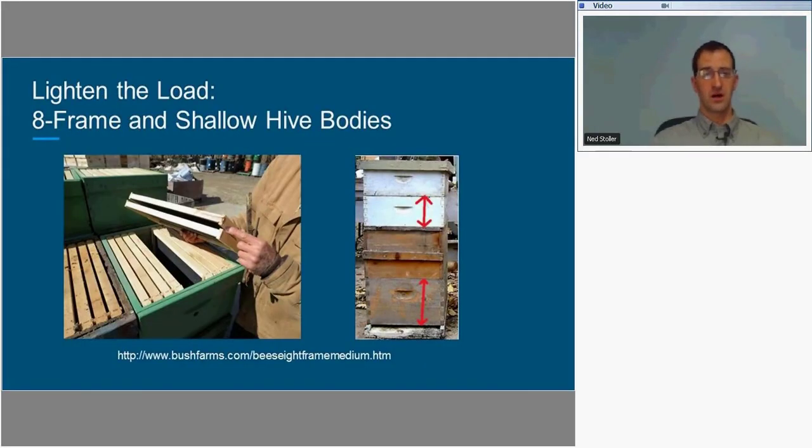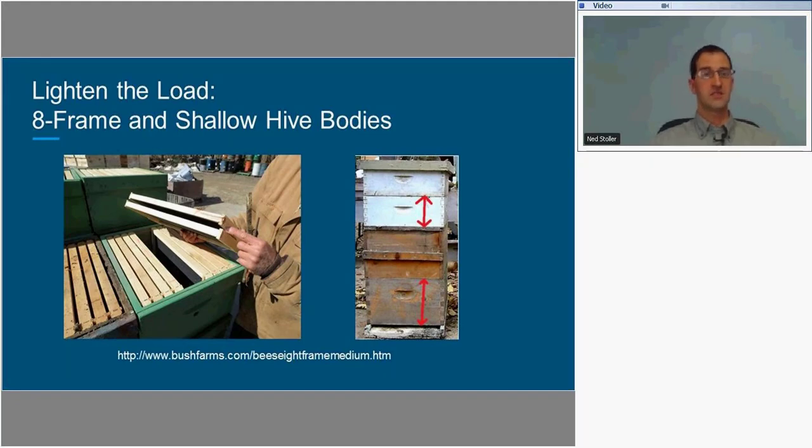So another ergonomic simple solution that is talked about significantly at bushfarms.com. This website has multitudes of good information on beekeeping and doing it in a healthy way, but simply to make the hive bodies less heavy. If we can reduce the number of frames in a hive body from 10 to 8, that's a 20% reduction in the weight of a hive that's full of honey.